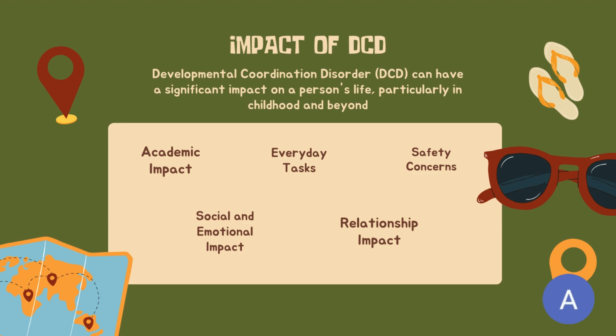Okay, fourth, social and emotional impact. Coordination difficulties can lead to clumsiness and difficulty participating in sports or recreational activities. This can result in social isolation and low self-esteem, as children with DCD may feel different and excluded from their peers in doing that activity.